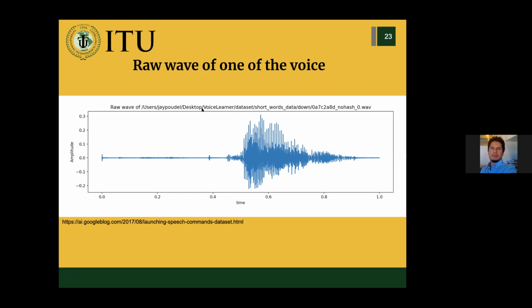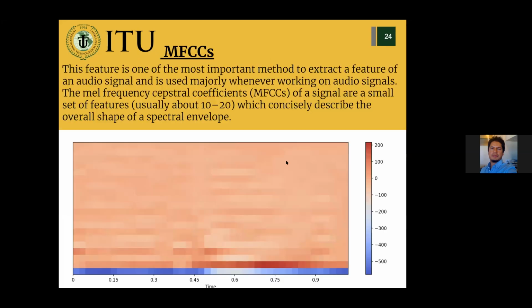When you look at the raw wave of one of the commands or voices you have, this is what it looks like, in time, so this is time, and this is the amplitude. This is what we are interested in. When you say pre-processing the data, it means we're trying to extract MFCC. This is one of the important features of machine learning data for speech recognition. MFCC is a small set of features, usually about 10 to 20, which describe the overall shape of the spectrum envelope. It describes the signal of the sound or the voice. This is what you get when you plot one of the voices.